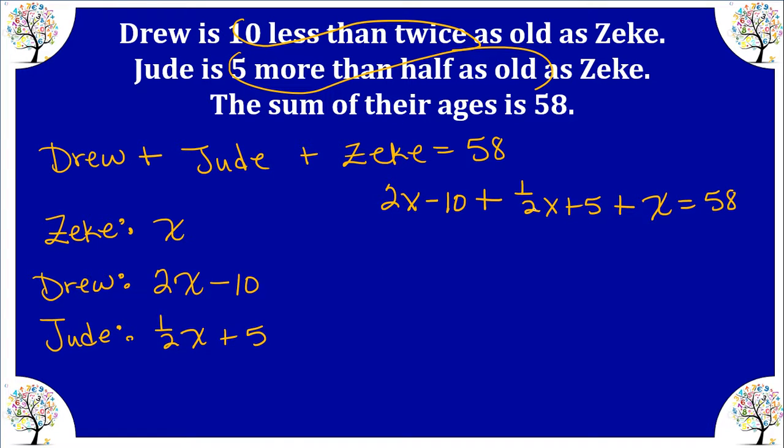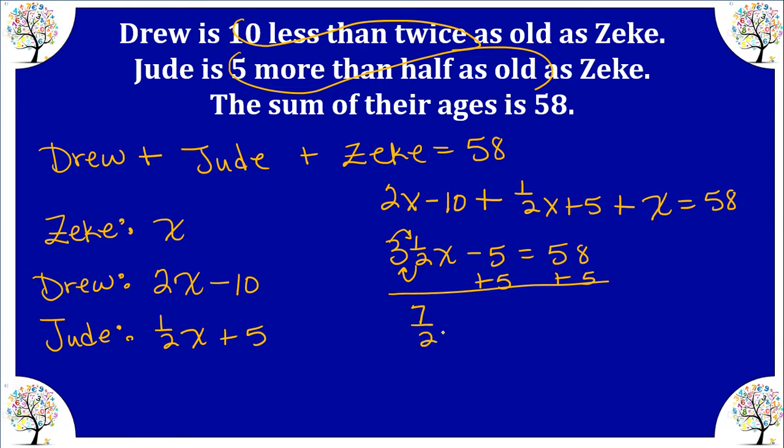Notice I have all the same type of variables: 2x, half an x, and 1x. So that's going to be 3 and 1/2 x. We will convert that to improper. Negative 10 and 5 is minus 5 equals 58. I'm going to add 5 to both sides. I'm going to convert this to improper: 2 times 3 plus 1, that's 6 plus 1 is 7. Sevens halves times x is equal to 63.